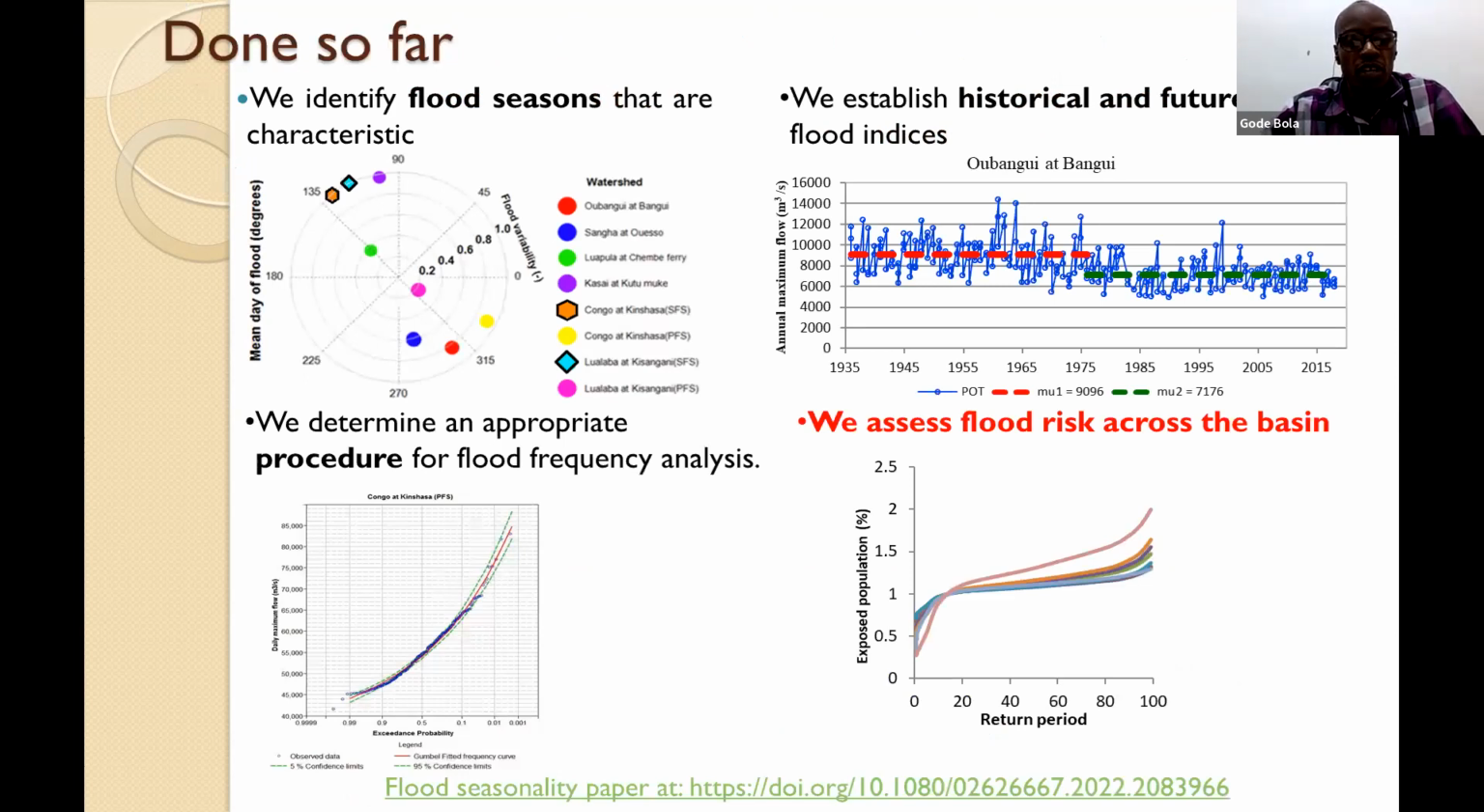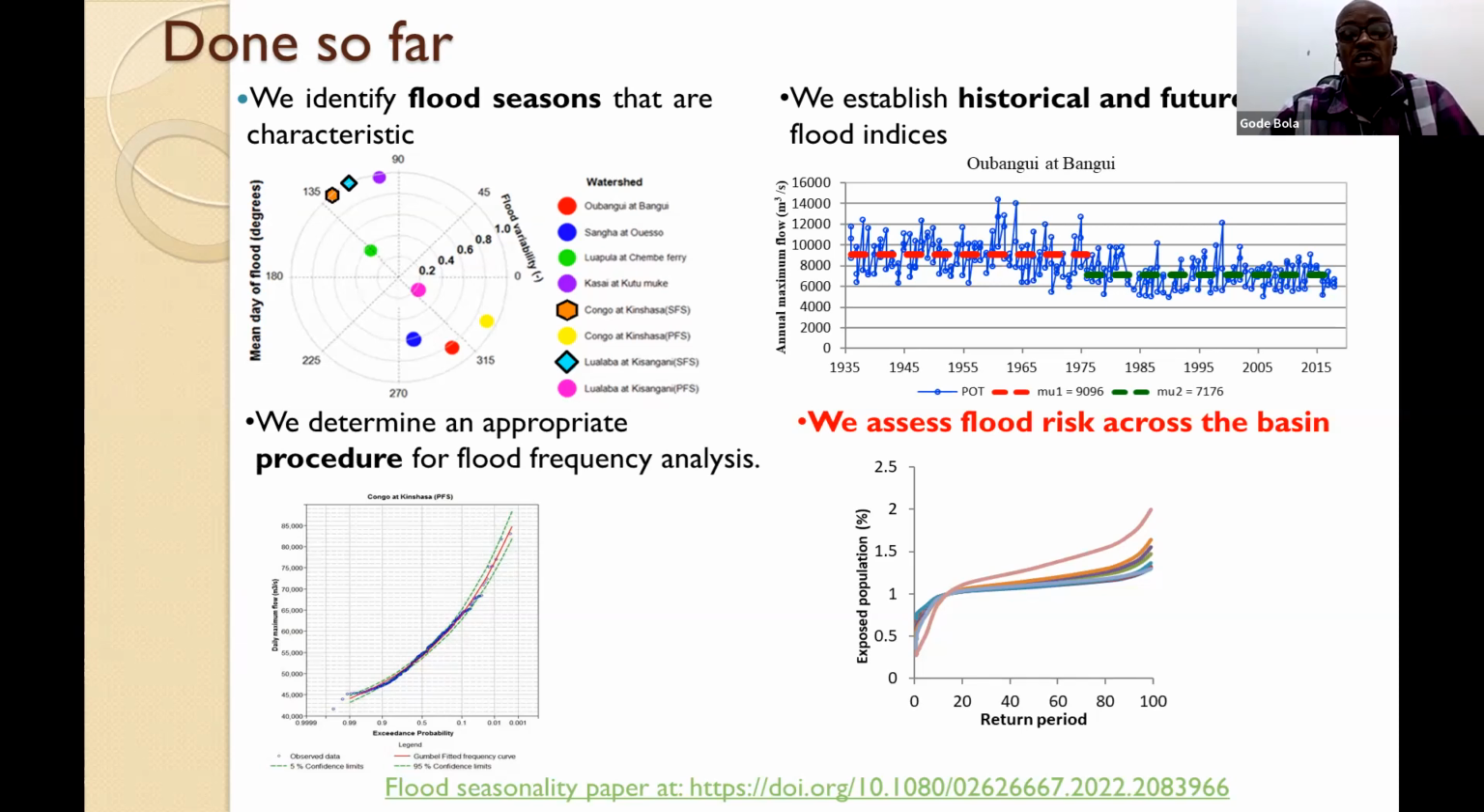So far, what has been done regarding the flood in the Congo Basin? It was about the characterization of the flood. And the idea was not only to determine the risk map with the flood period. Besides the flood period, the flood seasonality, we should also know about the historical and the future flood change, mostly the trend of flood according to history and the future trend.